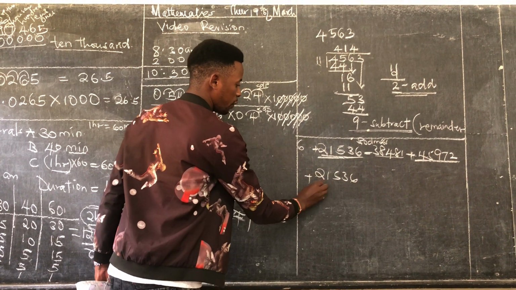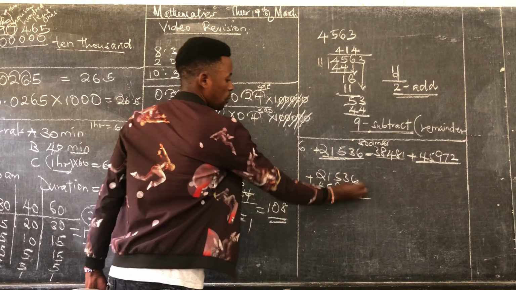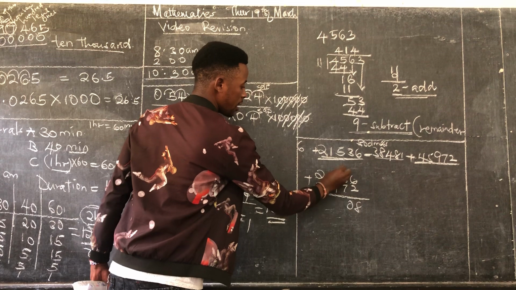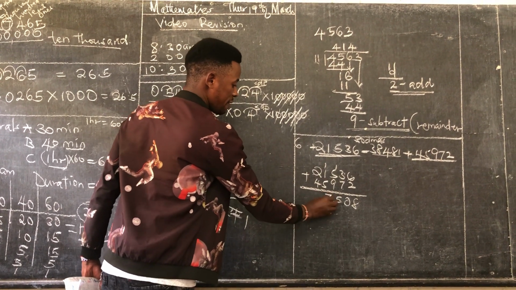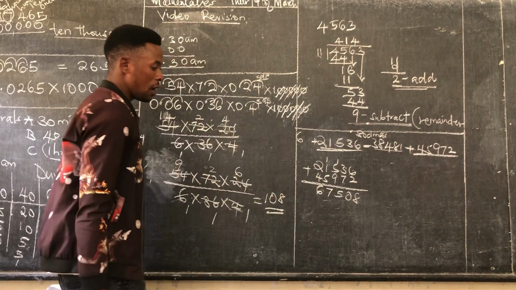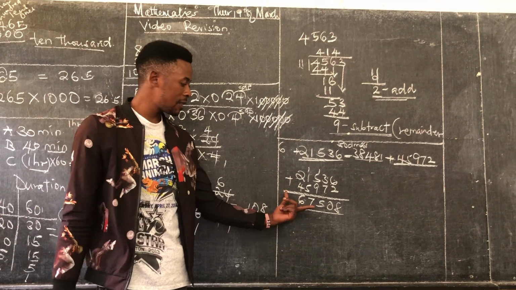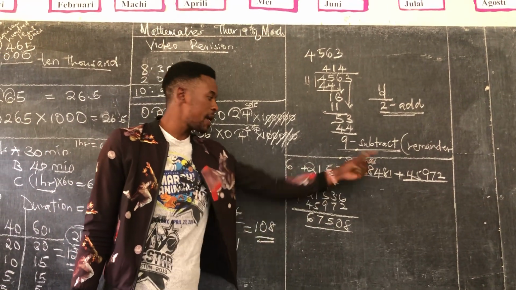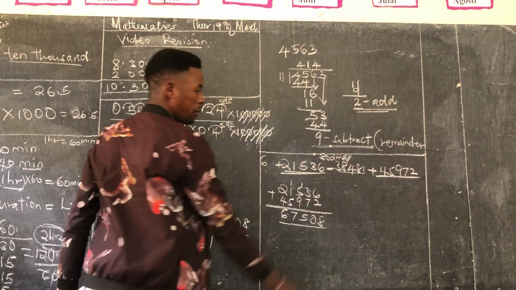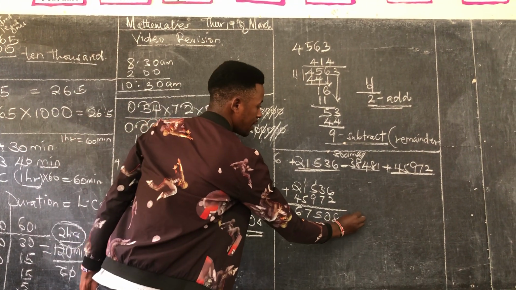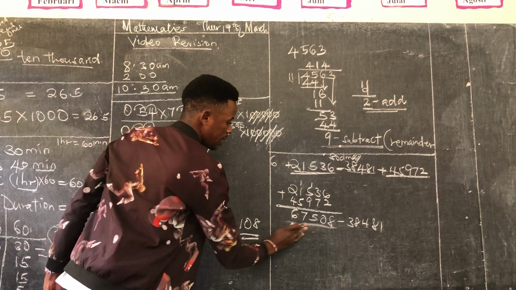So let's do the sum. 21,536, we add 45,972. That gives you 8, 0, carry 1. That is 14, 15, 5 carry 1, 7, 6. So after now getting this as the sum of the two positive numbers, you can subtract as our final operation sign. Now we subtract 38,481.